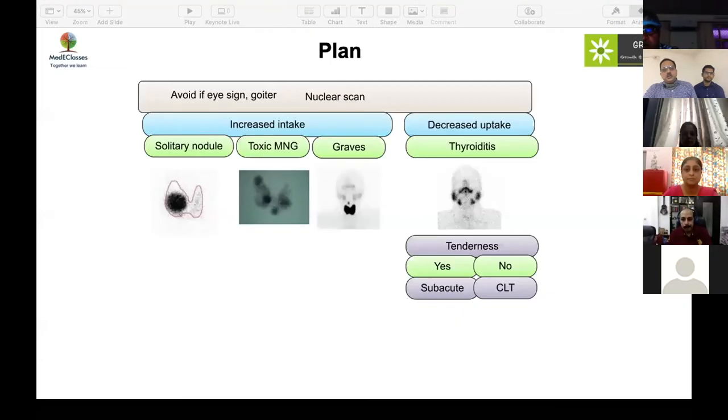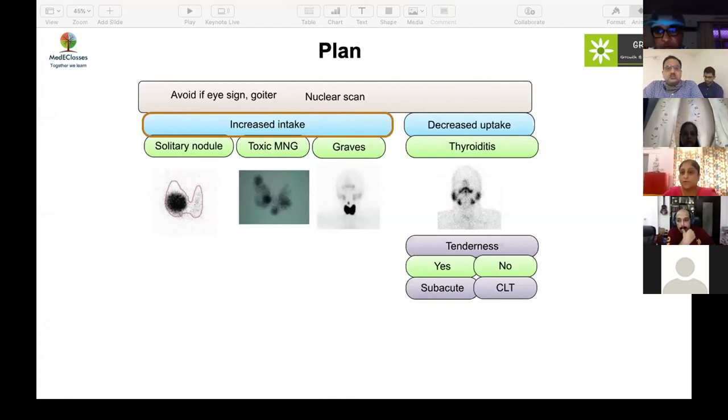Yeah, so this is very, very important. Once we did the workup, we had done the nuclear scan, which showed an increased uptake. So what do you think, Dr. Aisha, is a nuclear scan required in everybody with thyrotoxicosis? Yes, it is required to look at whether it's a transient phenomenon or permanent, which requires lifelong treatment for that matter.